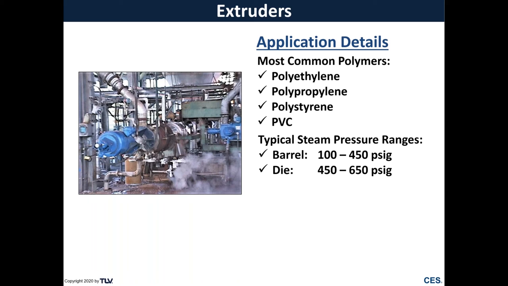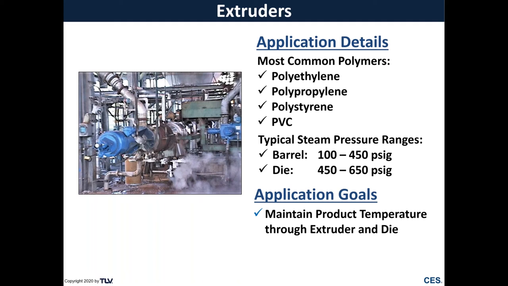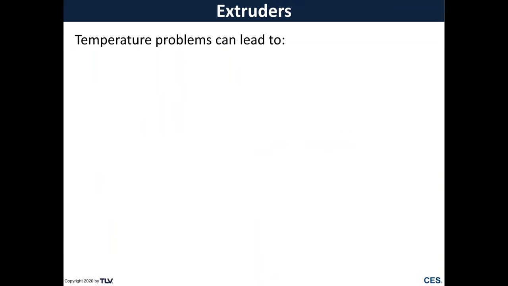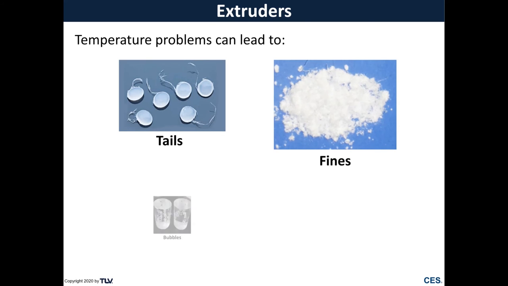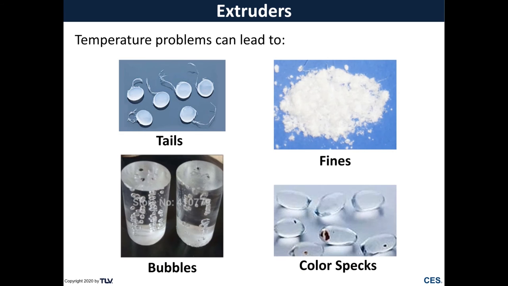Steam pressures used are dependent on the particular polymer. Pressures range from as low as 100 psig in the barrel section to a high of about 650 psig at the die. The application goals are to maintain product temperature throughout the extruder, avoid freeze-ups of polymer at the die, and maintain consistent pellet quality. One of the biggest challenges involving the extrusion process is maintaining accurate and consistent product temperature. Having melt temperatures too low or too high can lead to product abnormalities such as tails, fines, gas bubbles, and color specks, to name a few.